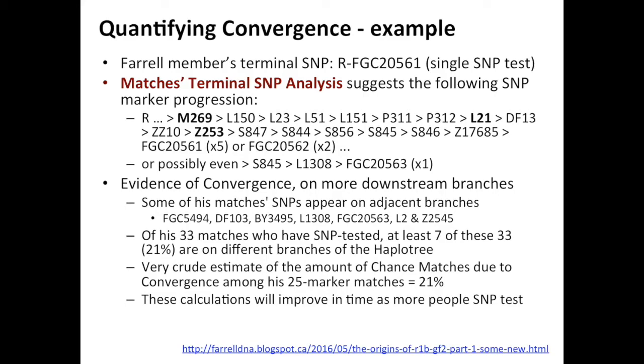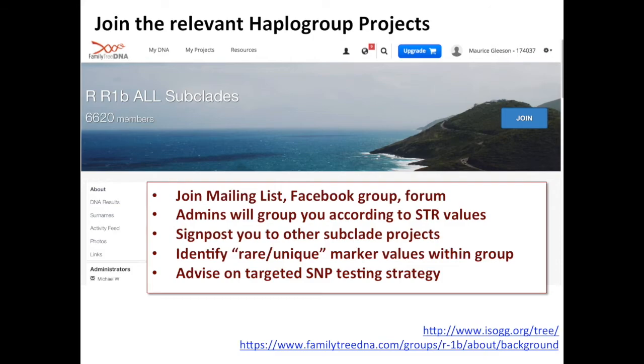It's also very important to tell your project members to join the relevant haplogroup and geographic projects, because the administrators there can be very, very useful in helping you predict what SNP that project member would test for if they did the Big Y. But also, they're very useful at identifying these unique STR patterns from a much larger data set that you will have access to. So always get your project members to join the appropriate haplogroup or geographic projects.